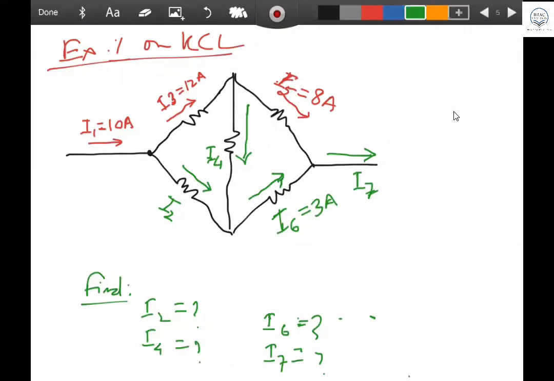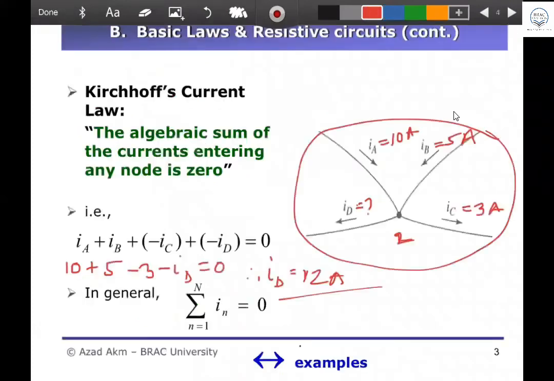Now look, how many nodes are here? You can assume the nodes. How many nodes? 1, 2, 3, 4 nodes. KCL applied, as we saw in the definition, at any node, and node 2 we considered, at node 2 summation equal to 0. So the algebraic summation of all the currents at node 2. What is the current I have written here?